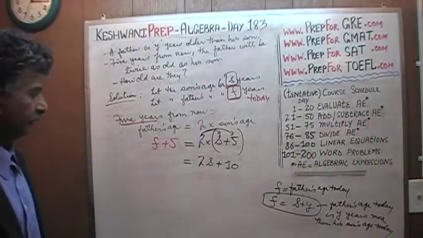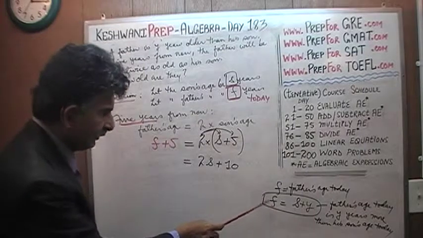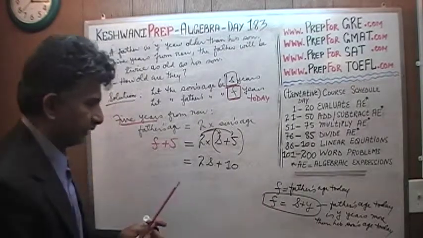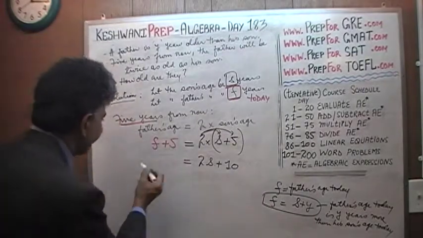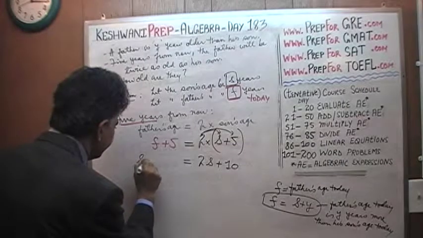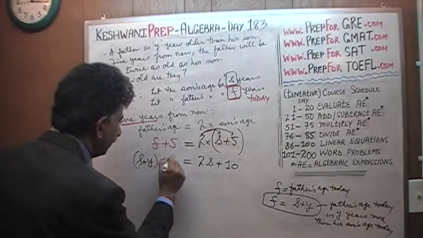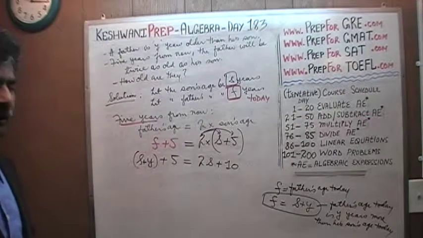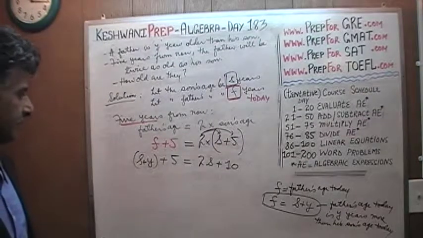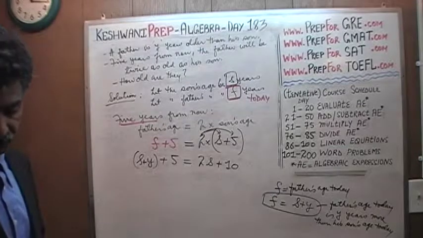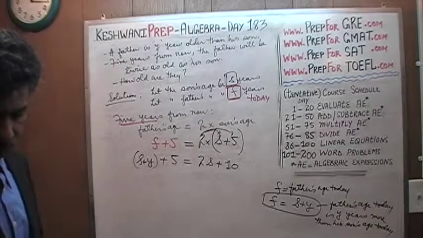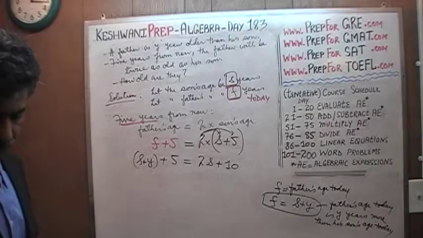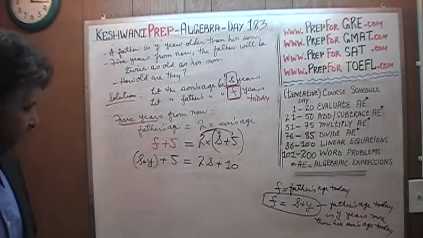That's what that is. So we're going to replace this F with that quantity S plus Y, plus 5. And we're going to solve this equation for S. It turns out that we are solving for S first. That's okay. We're going to solve for S and then we're going to solve for F. So let's do it then.